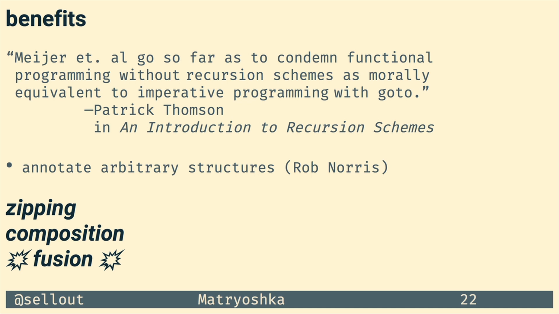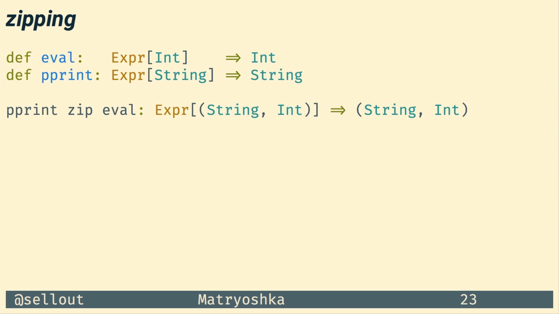Then some other benefits you get is these structures, these algebras, are composable in various ways. You can zip them together. So you have one algebra that evaluates and one that pretty prints whatever your language or structure is, and you can zip them. Now you do one traversal of your data structure, and it gives you both values back. So you don't have to do multiple passes over your data.